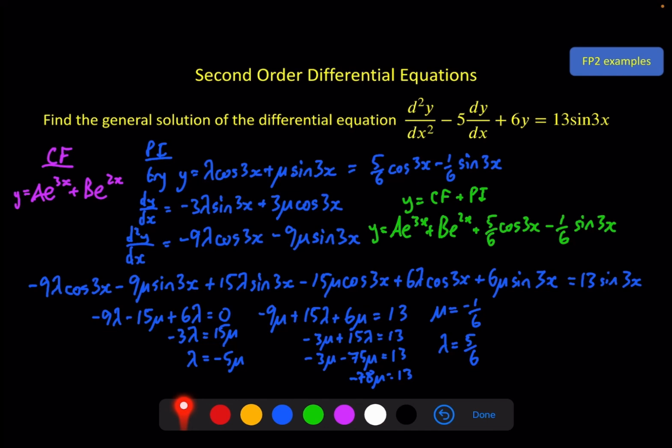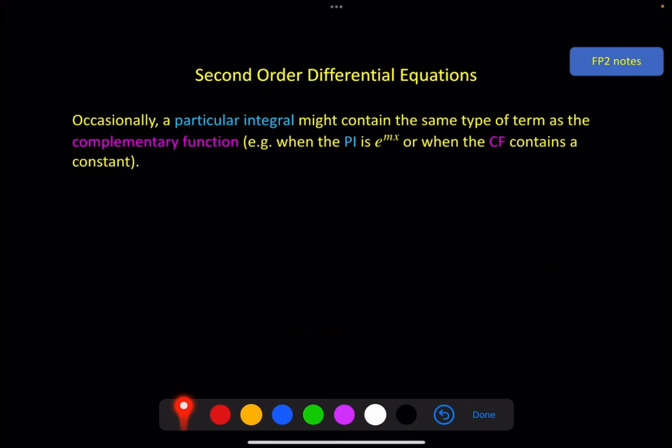However, there is one final note, and that is that sometimes what you try to use for the particular integral and what you have with the complementary function, the terms might be able to interact. And if that's the case, you'll find something funny goes on. So occasionally a particular integral might contain the same type of term as the complementary function. A simple example is if the particular integral involves e to the something x, which you know is going to come up in your complementary function somewhere.